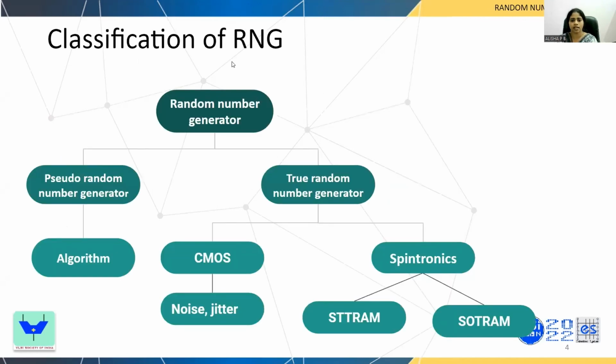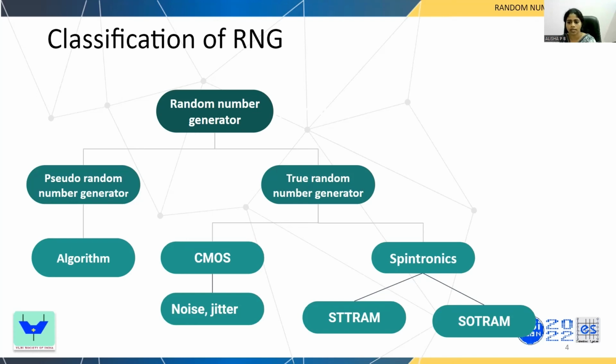Here comes the classification of random number generators. Random number generators are broadly classified into pseudo random number generators and true random number generators. Pseudo random number generators are based on a particular algorithm. They are deterministic and predictable, so they cannot be used for security applications.